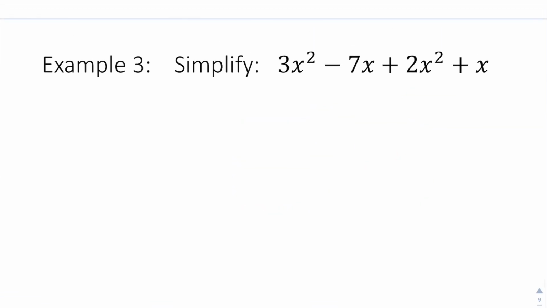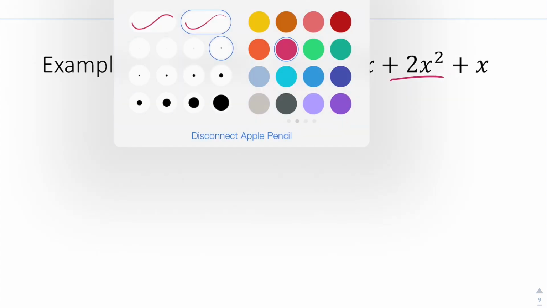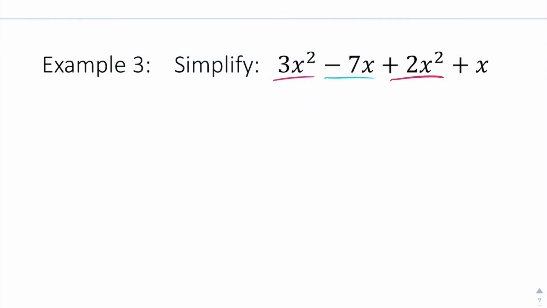Same thing with example 3. So 3x squared and 2x squared are like terms. And it's actually different for negative 7x and x because they don't have a square. They don't have that little 2 up here. So they are not like terms.